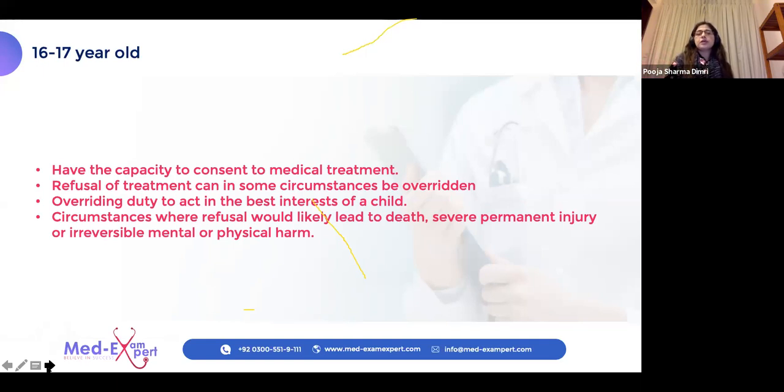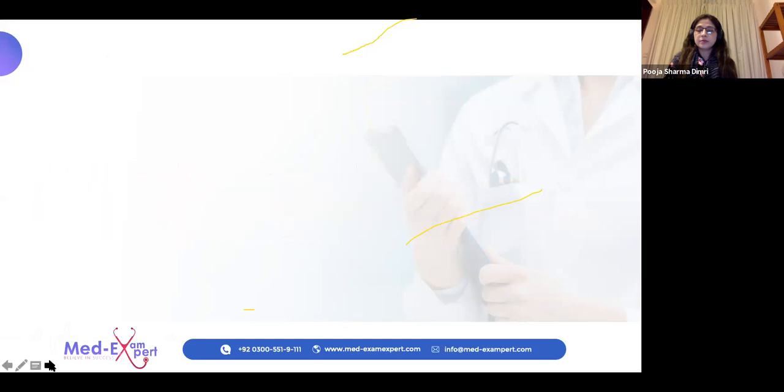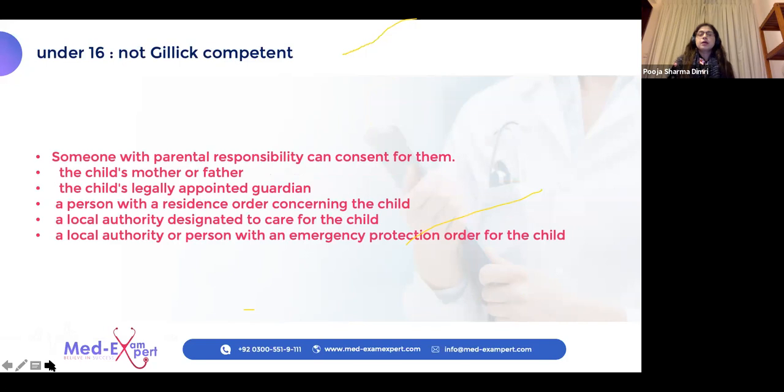The 16 to 17 year olds have the capacity to consent to medical treatment. The only difference 16 to 17 year olds have from those over 18 is that if they refuse treatment and you think this refusal can lead to death, severe permanent injury or mental or physical harm, then in the best interest of the child, the refusal of treatment can be overridden. Under 16, not Gillick competent, those who don't have the capacity, someone with parental responsibility can consent for them.